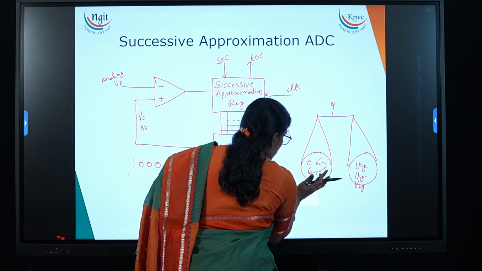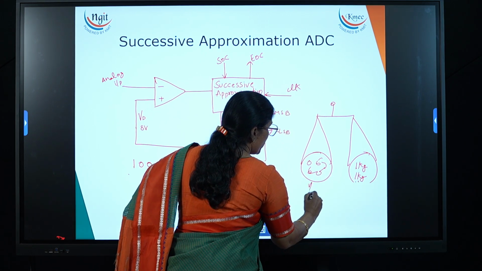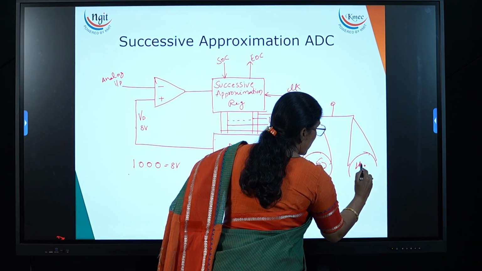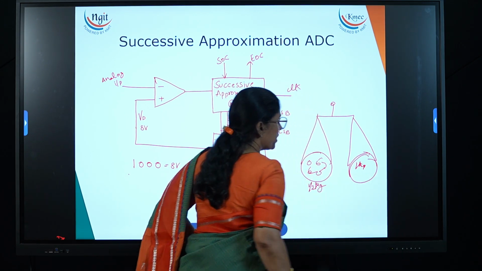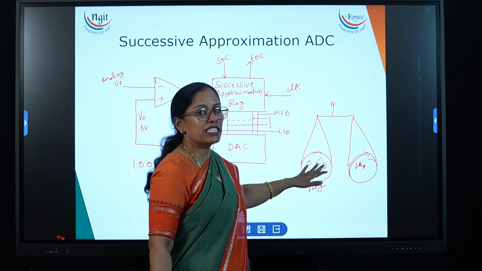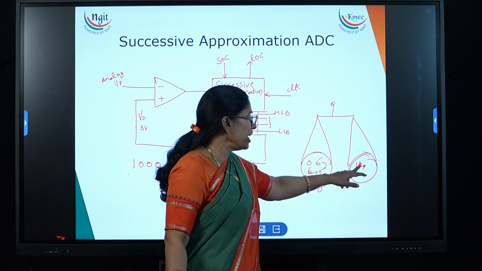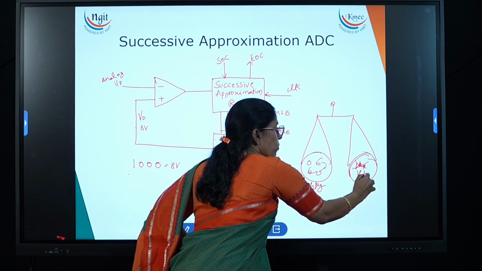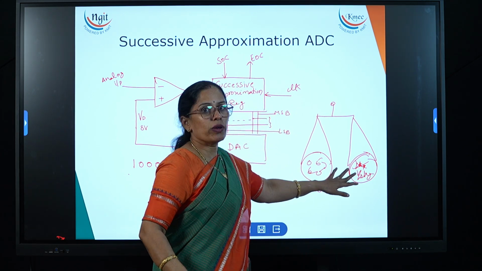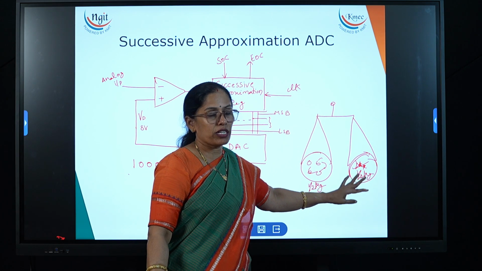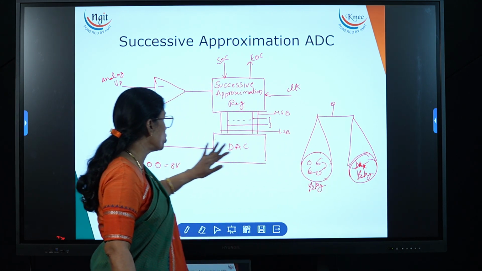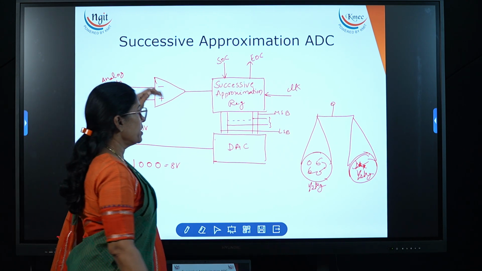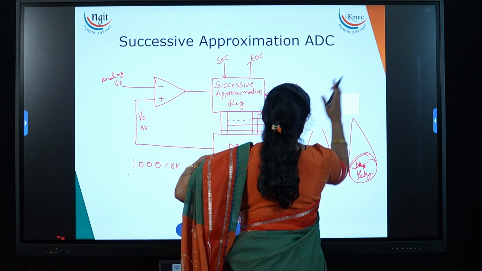Now for example, if on this side the vegetable weighs only half kg. At the beginning I kept the 1 kg weight. Then what? Now if this vegetable weight is less, then I need to remove this 1 kg weight and put a half kg weight. So if both are equal, then I have to stop putting the weights over here. Now this is the same concept I am going to use to measure the analog signal, whatever the analog signal we need to convert into digital.